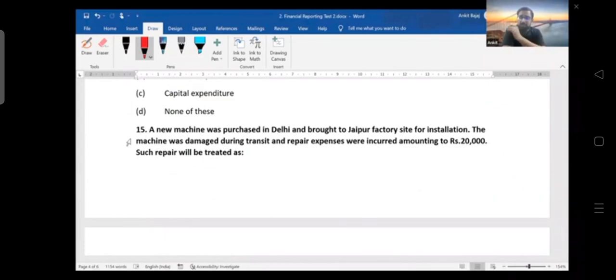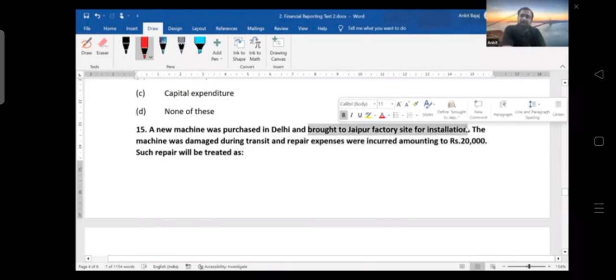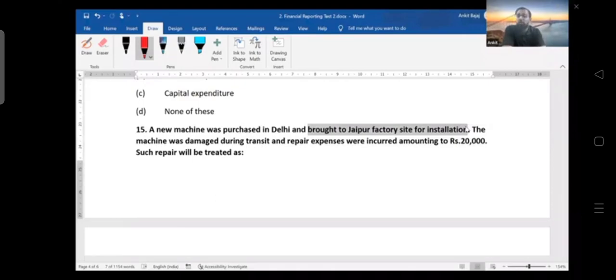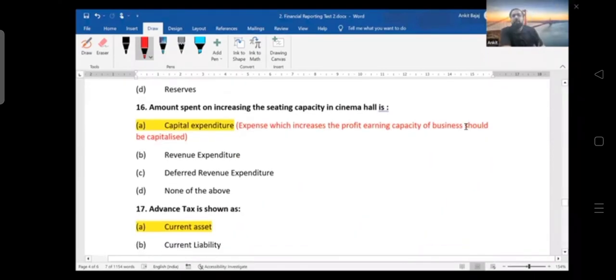मैंने बोला था इंस्टॉलेशन से पहले जो भी खर्चे इंकर्ड होंगे उसे हम लोग कैपिटलाइज करेंगे, राइट? So machine was damaged during transit and repair expenses were incurred 20,000, right? So they were bringing that machinery to the site, right? एंड उस टाइम पे मशीनरी थोड़ा सा गिर गई और उसमें 20,000 का खर्चा आ गया. So whatever expenses you are incurring before installation of machinery, that should be capitalized, right?